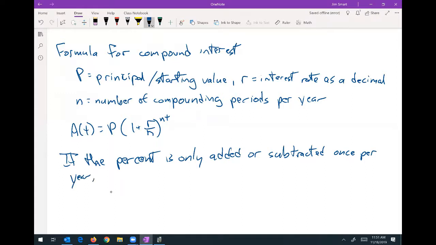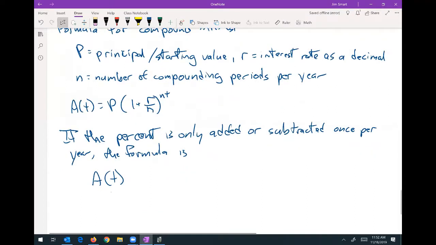Once per year, the formula is A of T equals P times 1 plus R to the T, because the N would be 1 in that case. So R over 1 would be R, 1 times T would be T. And the R is negative if it's a percentage decrease. So that's why I did 1 minus 0.12 when I had the car depreciation problem. The R was negative 12%. But when it's interest, when you're gaining money, when you have something that's increasing in value, you add that percent to the 1.